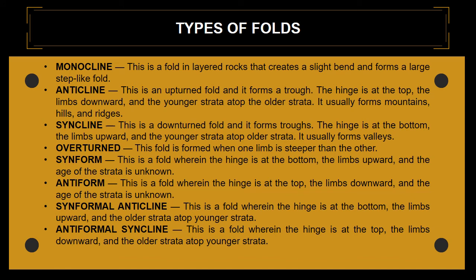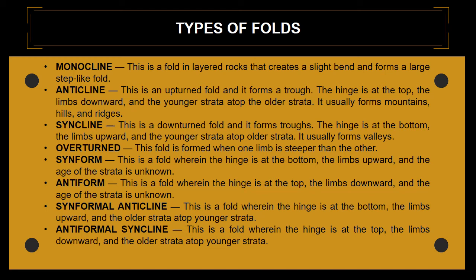So, dito siya sa types of folds. Monocline. This is a fold in layered rocks that creates a slight bend and forms a large step-like fold. So, monocline, slight bend lang. Parang ladder lang, ganun. So, anticline, this is an upturned fold and it forms a crest. The hinge is at the top, the limbs downward, and the older strata atop the younger strata. It usually forms mountains, hills, and ridges. So, pag nakita nyo yung mountain range, hills, and ridges, or simply mountains, pwede siyang, if not dahil sa fault line, then it is an anticline fold.